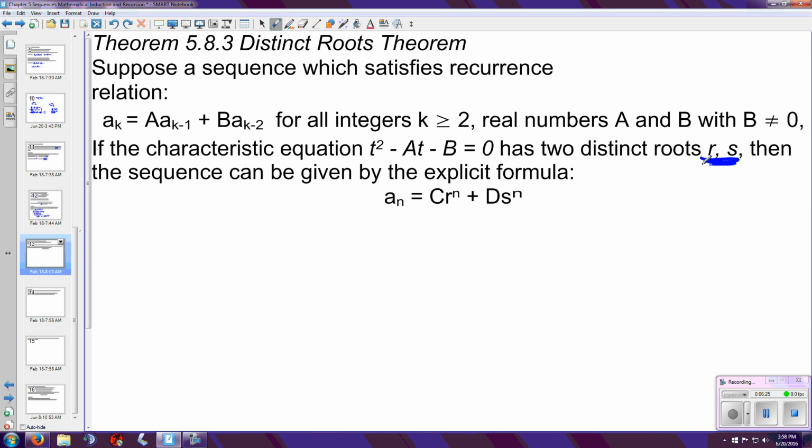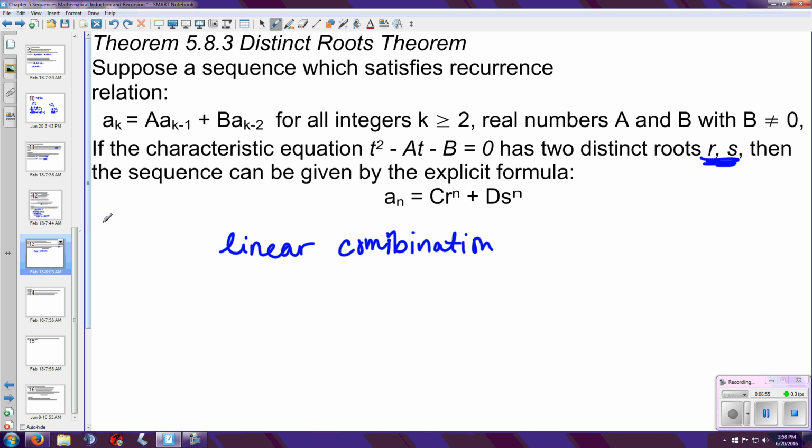then the sequence can be given by some linear combination of the sequences of those roots. So again, you'll notice here we have c times the first sequence plus d times the second. This is what we call, again, a linear combination. If you've taken a linear algebra course, then this is probably not the first time you've seen this. So let's go ahead and dive in.